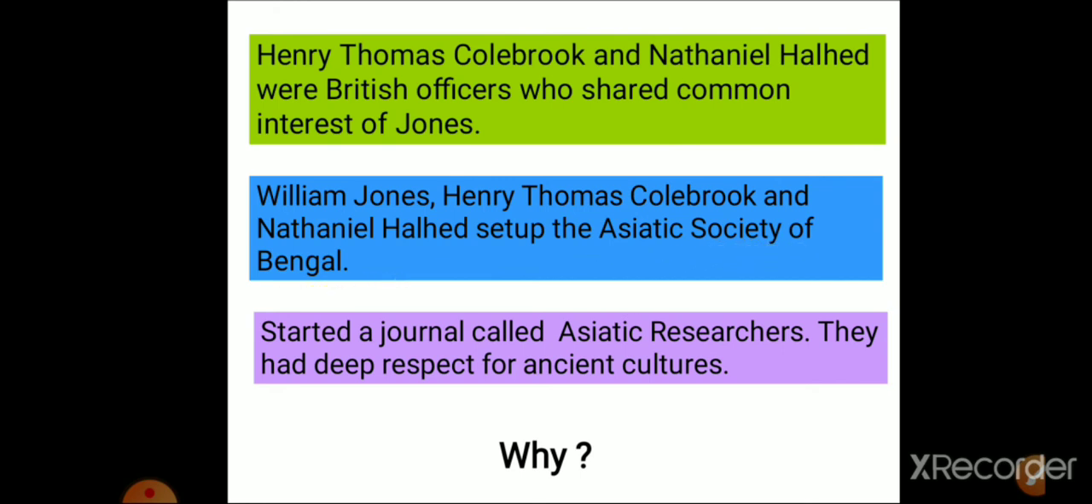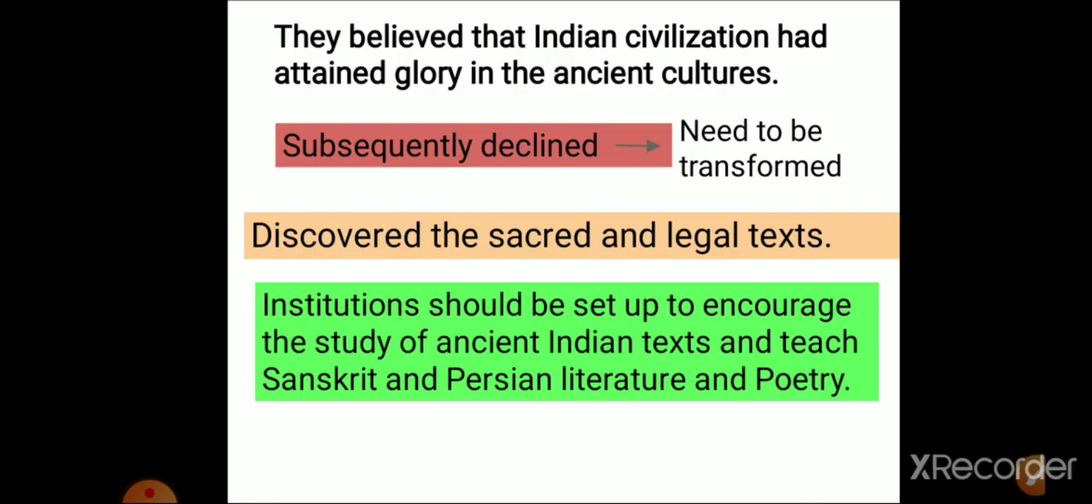Okay, and they started writing their own journal, which was named Asiatic Researches, and they had deep respect for the ancient culture too. Now again the question arises: why were they so interested, or why did they show so much respect to the Indian culture? Now let's see the reason behind that.